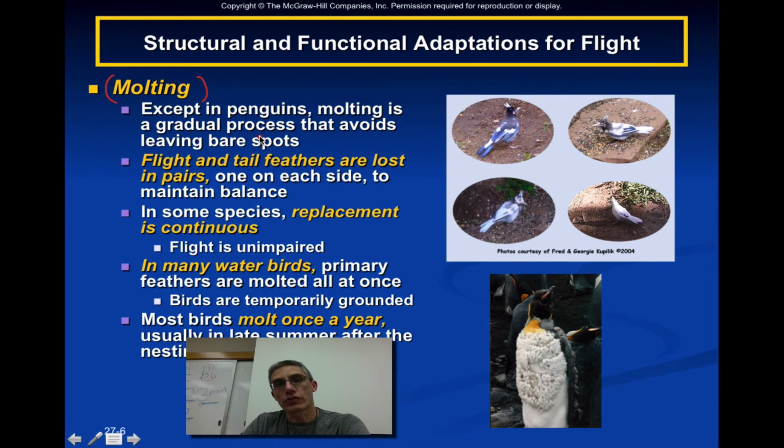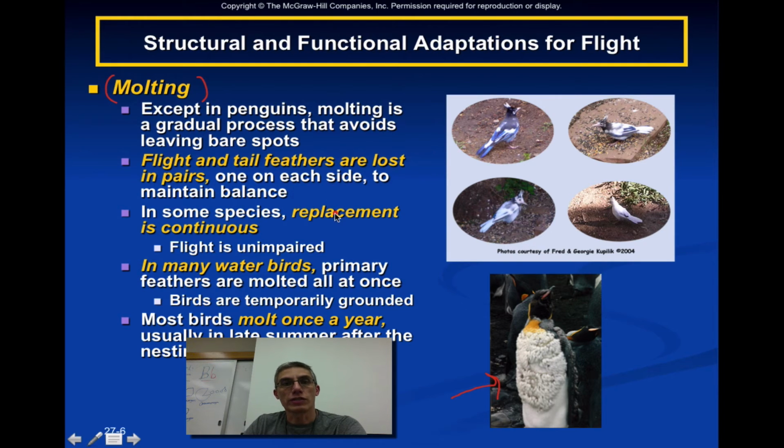And the way that these birds actually molt is going to vary depending on the type of bird that you're looking at. So except in penguins, molting is a very gradual process, because you want to make sure that you can avoid leaving any type of bare spots on the bird itself, except for in penguins. And down here towards the bottom, you can definitely see the bald spots that you would notice on a penguin that's been molting.